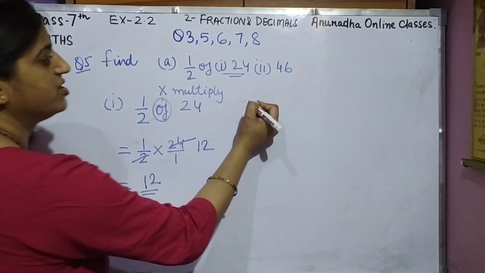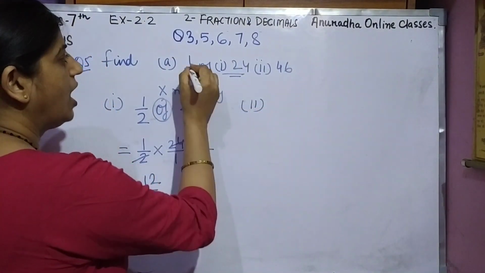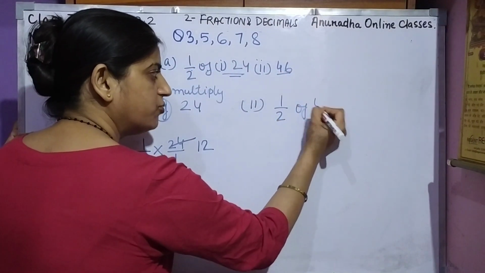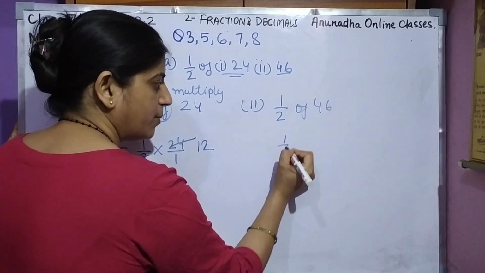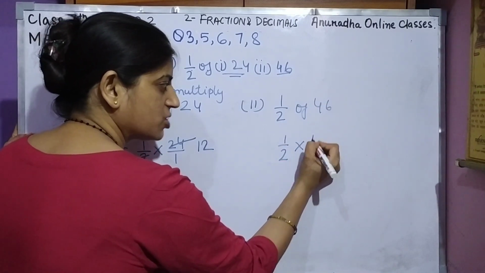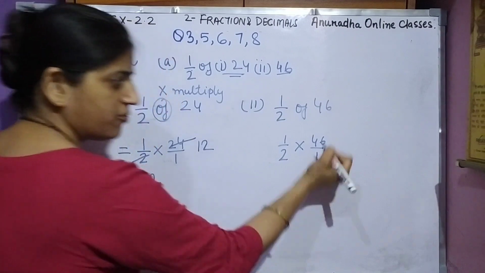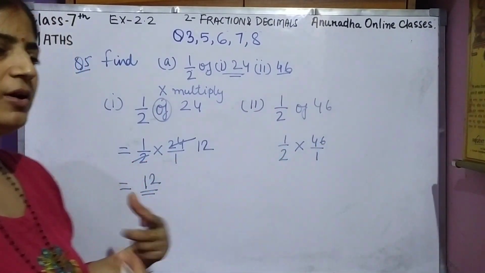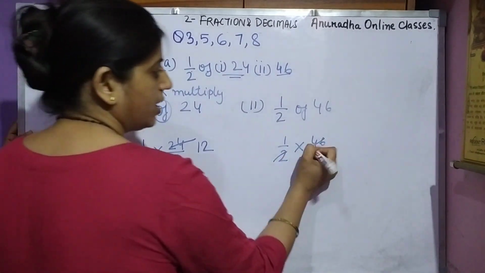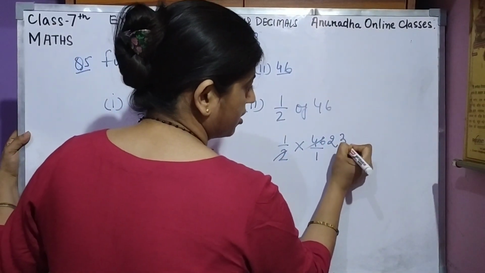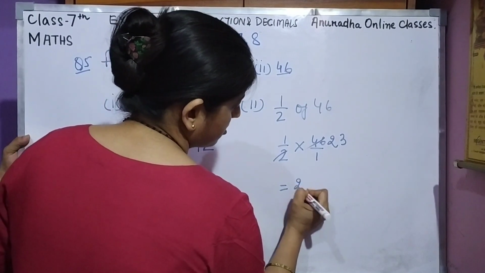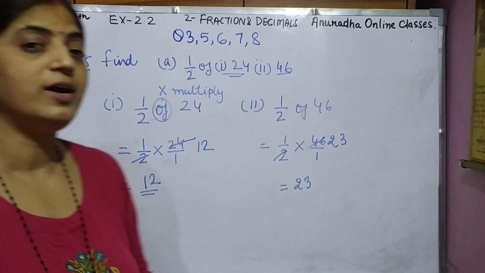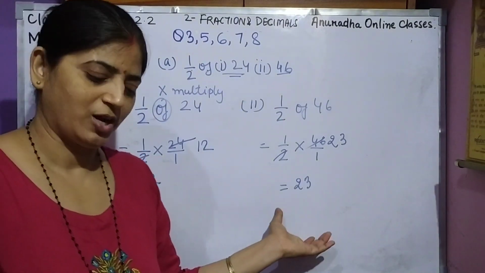Now let us come to its second part. Second part is half of 46. So write down half of 46. Half of means multiplication, and 46 divided by 1. Now you can see both are even numbers. It will go with 2. Cut. 2 2s are 4 and 2 3s are 6. So what is our answer? Our answer is 23. So in this way you will do its second part. Isn't it easy? You can easily do it.